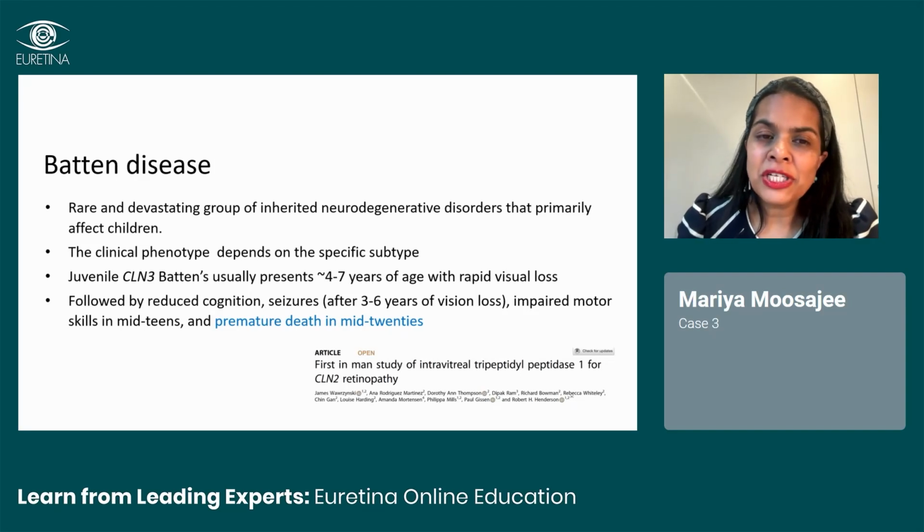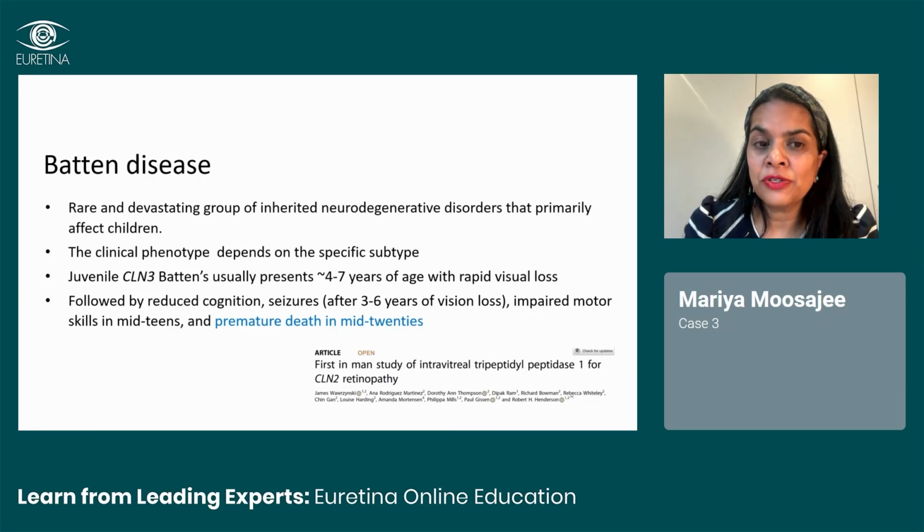So as I mentioned, it is a devastating group of inherited neurodegenerative disorders that primarily affect children. The clinical phenotype depends on the specific subtype. In this case, it was juvenile CLN3 Batten's. That usually presents between 4 to 7 years of age with rapid visual loss. What then happens is that the child essentially goes into early dementia. So they have reduced cognition. They start to develop seizures, which can occur about 3 to 6 years after the vision loss. They get impaired motor skills in their mid-teens and then premature death in their mid-20s.